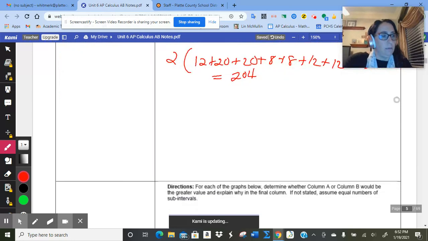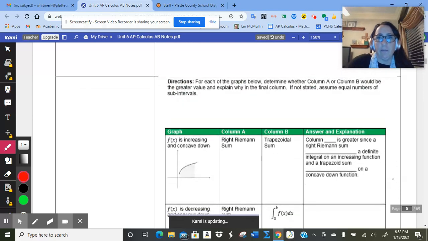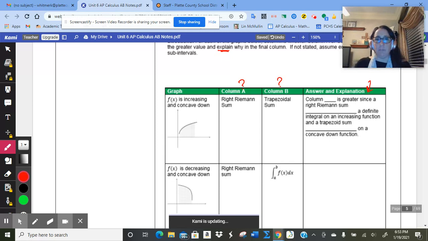So what I would like you to try is this little summary going on. It wants you to tell me which is going to be bigger here. Here are the directions. Which one is bigger, if A is bigger or B is bigger? And then tell me why in the third column. So I want you to pause me and then unpause when you're ready, and we'll go over and discuss it.